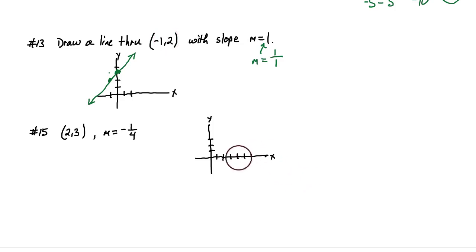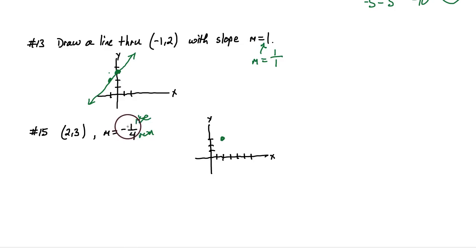Number 15, same idea. Put a dot at 2 comma 3. So 2 on the x-axis, and then up 3 units, there's 2 comma 3. Now let's think of this slope as rise over run to find another dot on our line. Do you see that negative there?